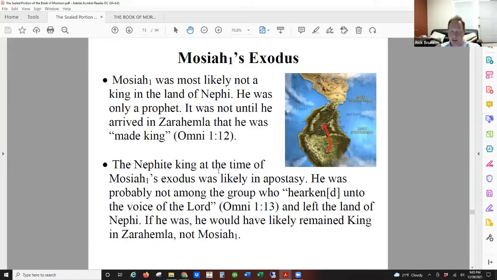So we know that the Nephite king, let me read this bullet point first. The Nephite king at the time of Mosiah's exodus was likely in apostasy. He was probably not among the group who hearkened unto the voice of the Lord and left with Mosiah, or left from the land of Nephi. If he was, he would have likely remained king in Zarahemla, not Mosiah the first. Follow?